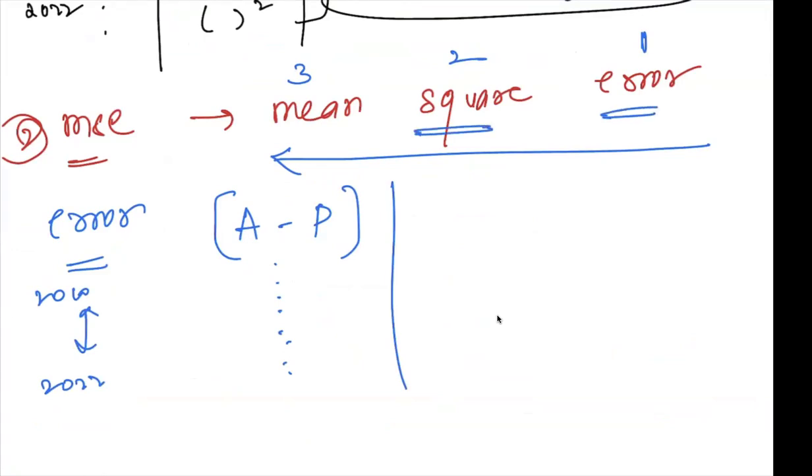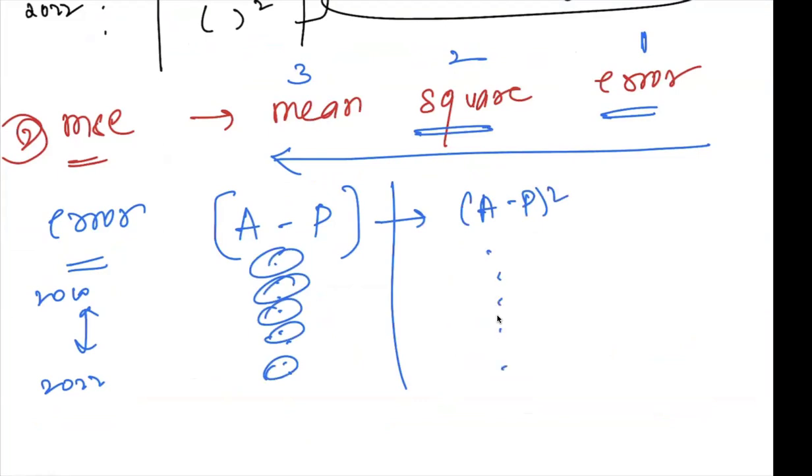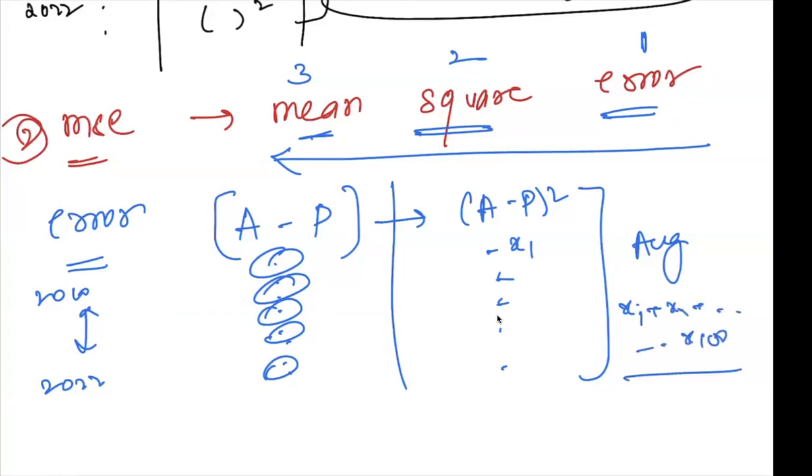So the first thing is calculating the error. What is the second thing? Calculating the square. You'll take the square of each term. And the third thing is taking the mean, which is nothing but taking the average. Let's say we have 100 observations, x1, x2, so you'll do x1 plus x2 plus x3 up to x100, divided by 100. You'll take the average of it. This is what mean square error means. Are you able to follow or not?